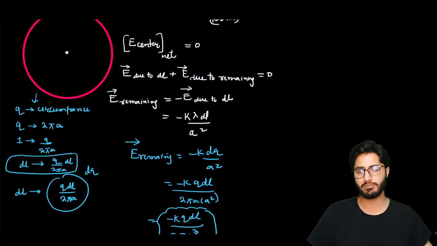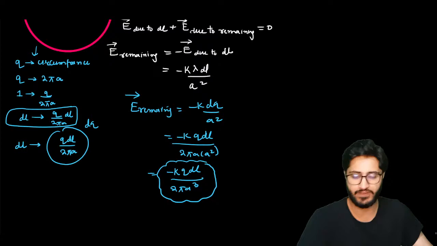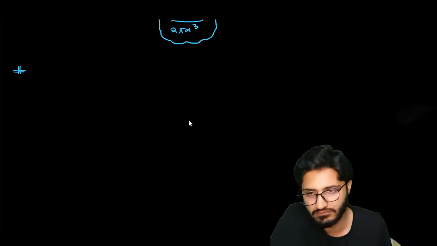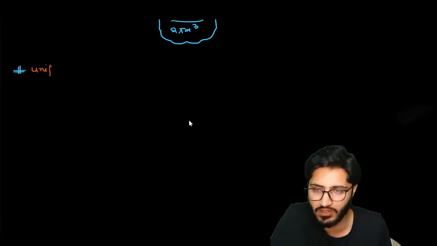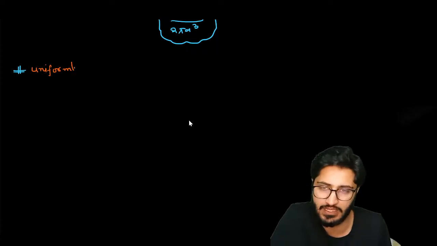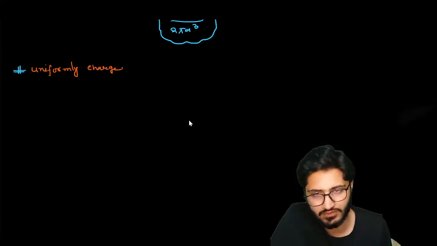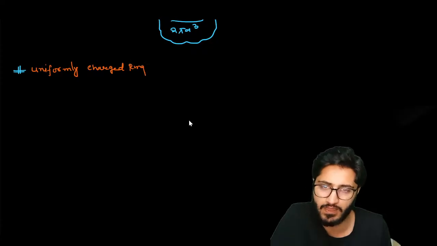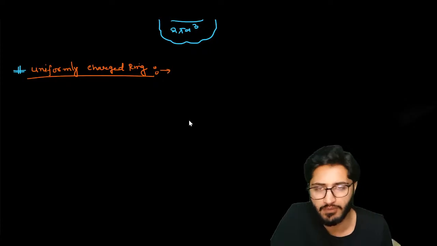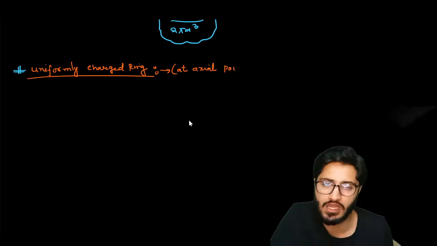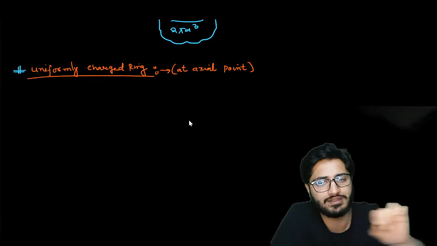Now let us complete the electric field due to a uniformly charged ring. Let us put the heading: due to uniformly charged ring, but at an axial point only. Axial point means the point which will be on the axis only.